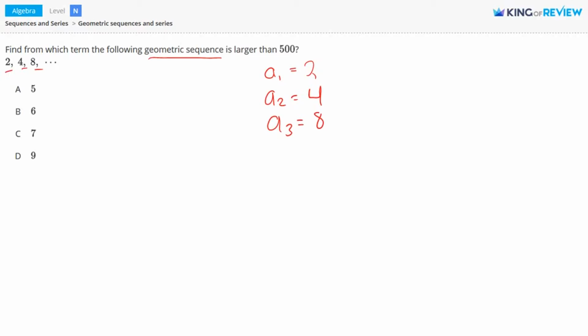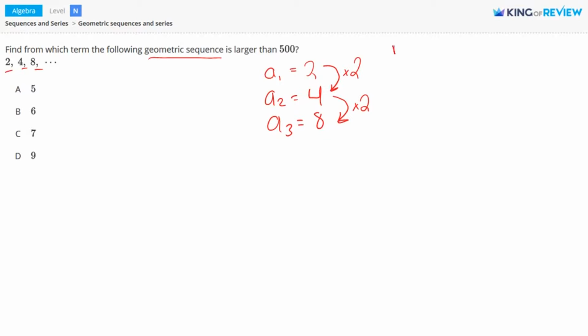Geometric sequences have a common ratio. So how do we get from 2 to 4? Well, we multiply by 2. And how do we get from 4 to 8? We multiply by 2. So the common ratio is 2. In order to get to the next term, you must multiply by 2.